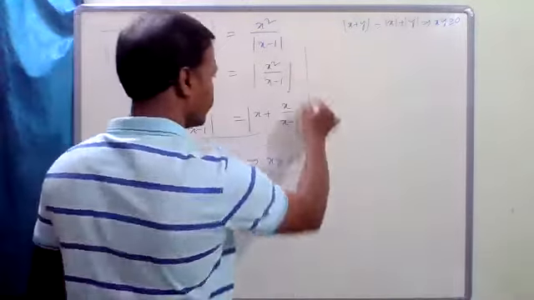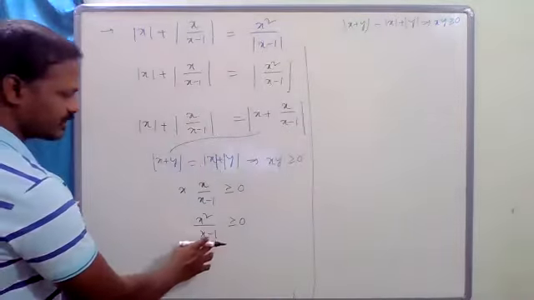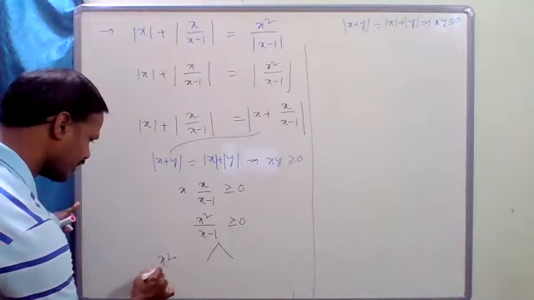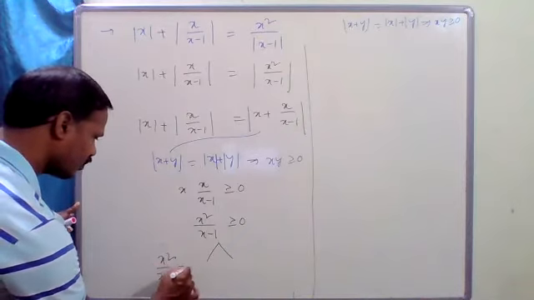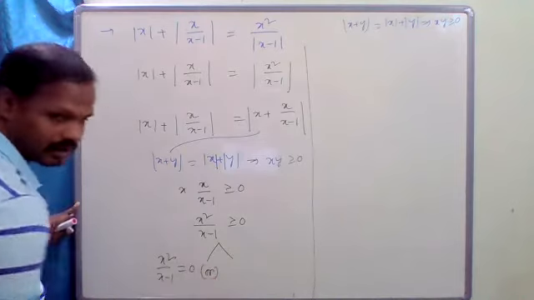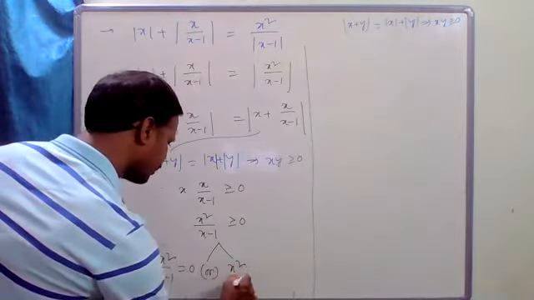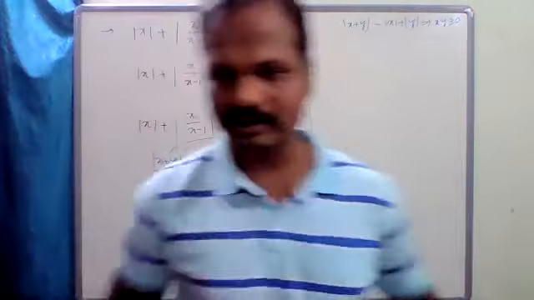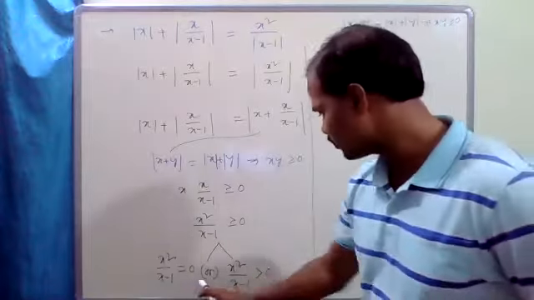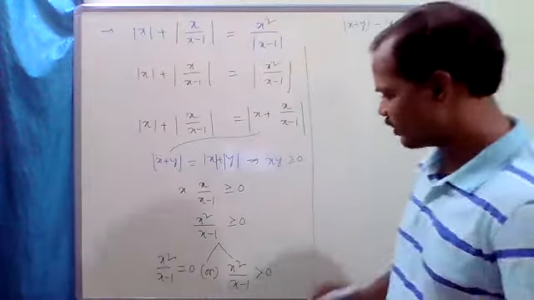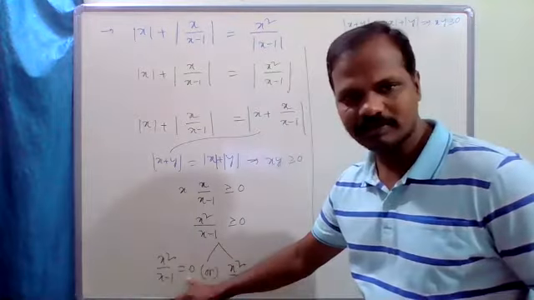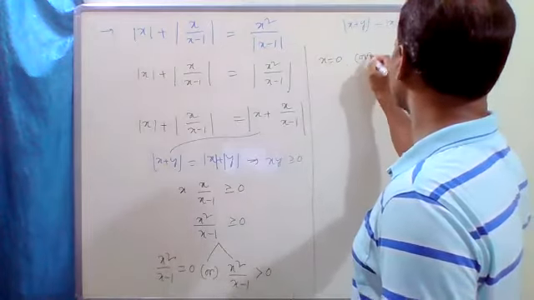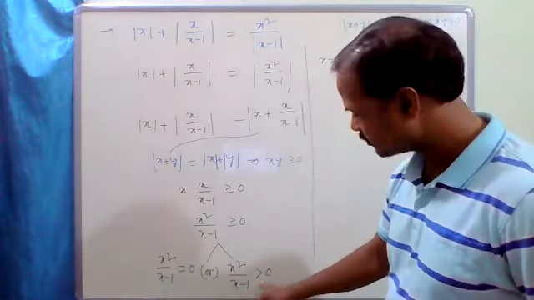Now x square by x minus 1 greater than or equal to 0 means there are two conditions. One is x square by x minus 1 equal to 0, or x square by x minus 1 is greater than 0. That means equal to 0 and strictly greater than 0. When it becomes 0, obviously x equal to 0.